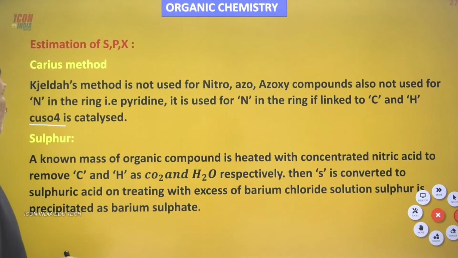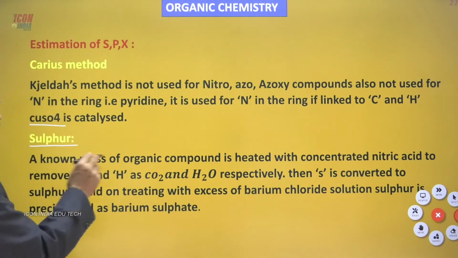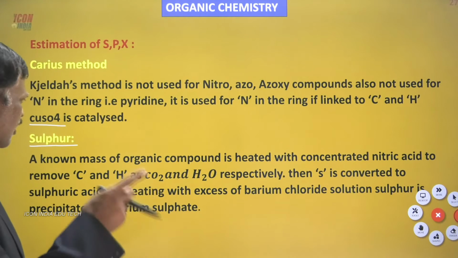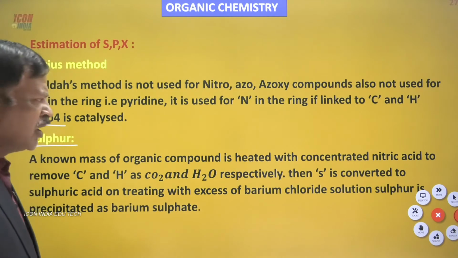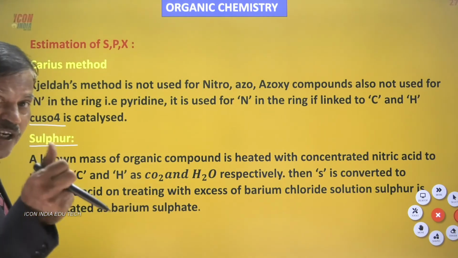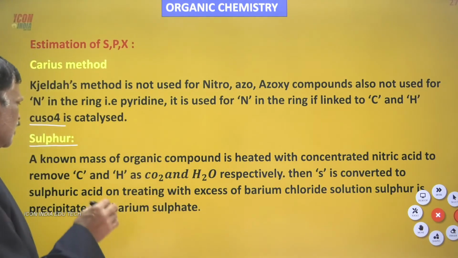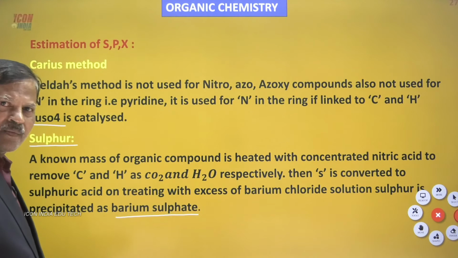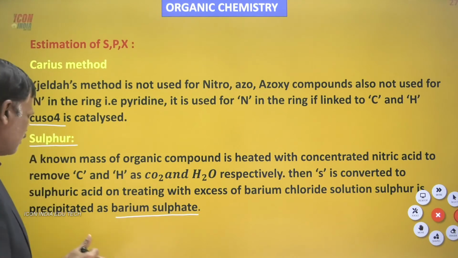Now, come to the Carius method. In the Carius method, first you are going to estimate sulfur. A known mass of the organic compound is heated with concentrated nitric acid first. That concentrated nitric acid will remove carbon and hydrogen as CO2 and H2O, and sulfur is converted to sulfuric acid. Then on treating with excess of barium chloride solution, that sulfuric acid converts into barium sulfate precipitate. From the mass of the barium sulfate precipitate, you can estimate the sulfur.